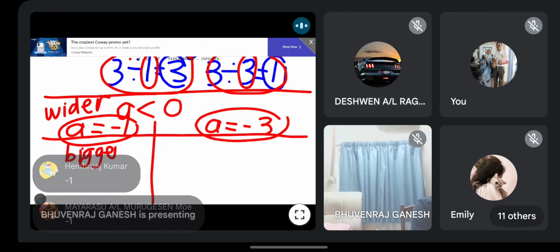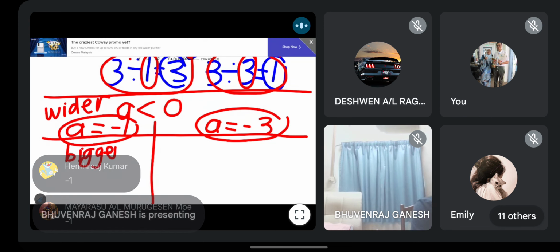This value is smaller. Okay, in terms of this, yes, you're correct. A equal -1, it is bigger. A is -3, smaller. But if you try to apply the concept I just showed you.